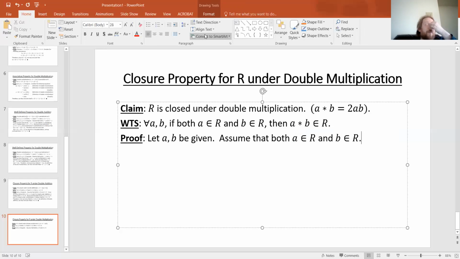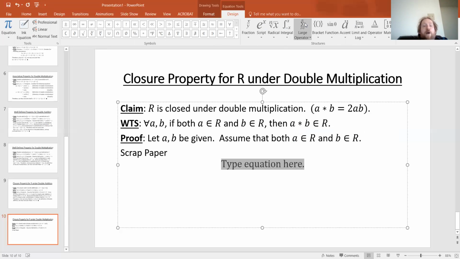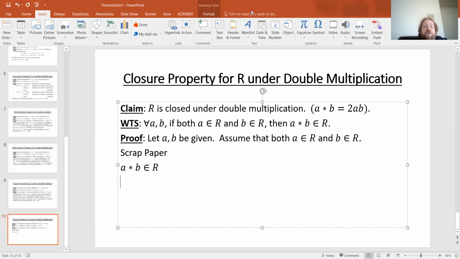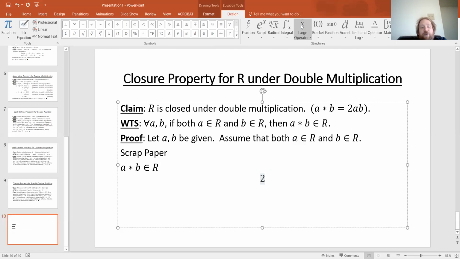And if I don't see how to do this right away, again, I can take out a piece of scrap paper and work backwards from where I want to end up. I want to end up with A star B is in R. Now, I know by the definition of double multiplication, I need to show that 2AB is in R.